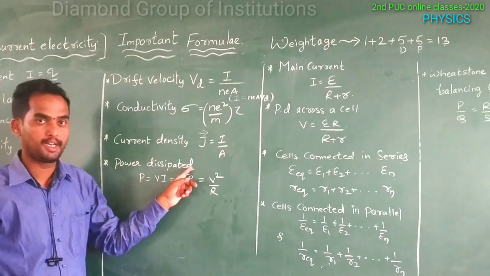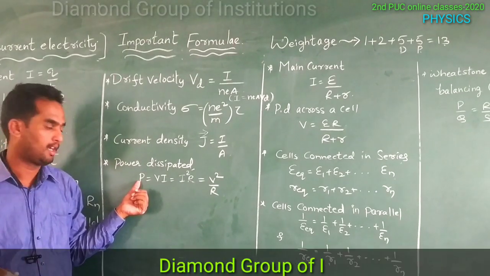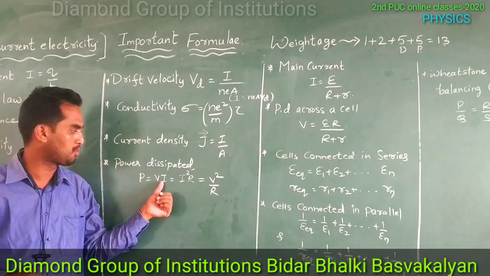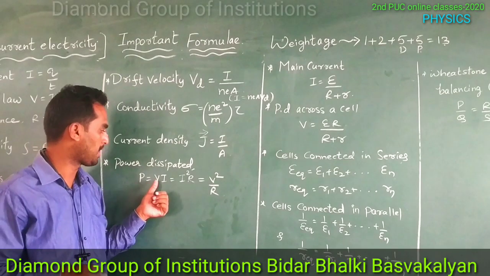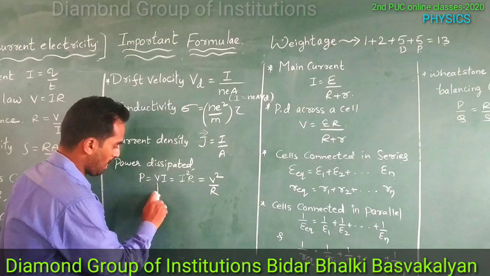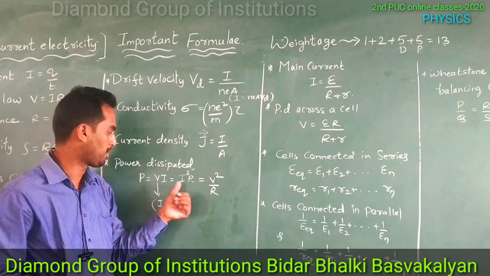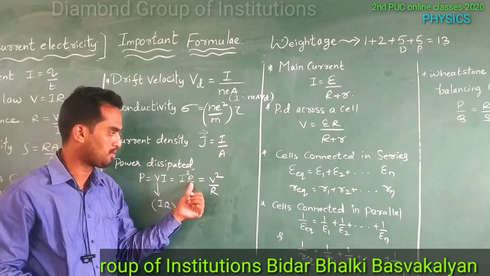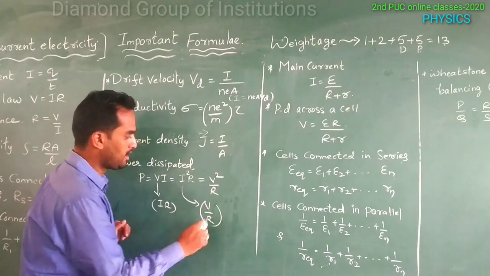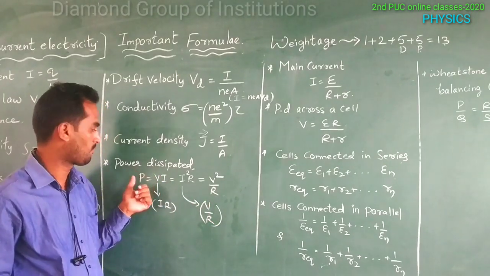And power dissipated in the circuit. Power, symbol P. Power is a scalar quantity. P equal to voltage into current, that means P equal to V into I. If you apply Ohm's law, in place of V if you write I into R, then the formula changes to I square into R, because I into I becomes I square into R. Then in place of I, if you write V by R, then the formula changes to V square by R. So this is the expression for power.